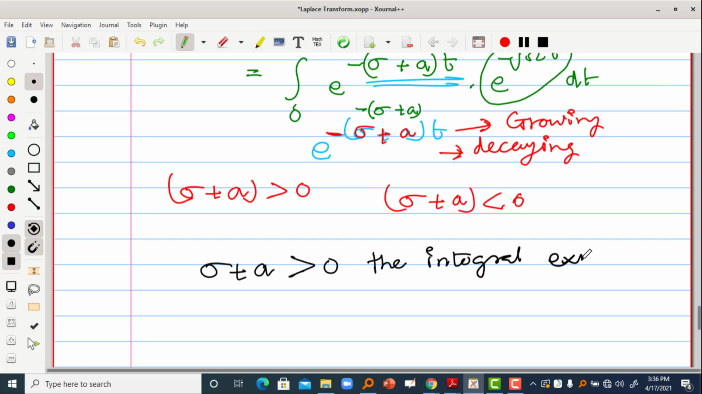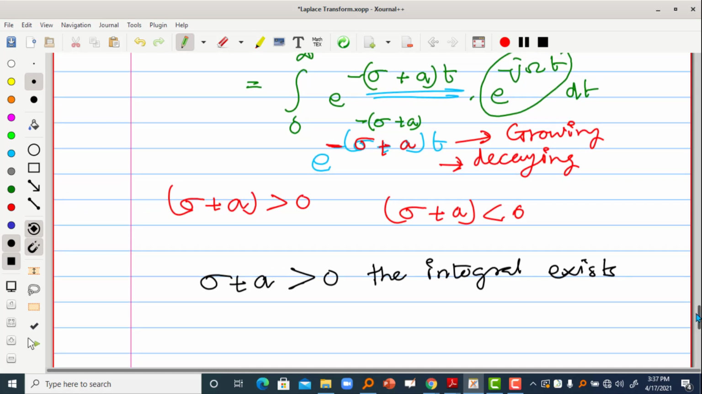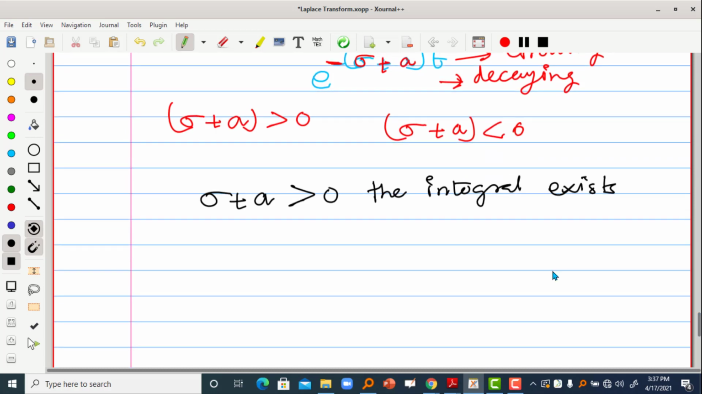If sigma plus a is less than 0, then the power of e power minus (sigma plus a) t will become positive and it will be a growing exponent. So we cannot find the value of the integration, or it will become an infinite value. So we can say that this Laplace transform is possible only for sigma plus a greater than 0. This can also be written as sigma is greater than minus a. I am just taking the a to the right side of the inequality symbol. So sigma greater than minus a is another condition for the existence of the Laplace transform, right?